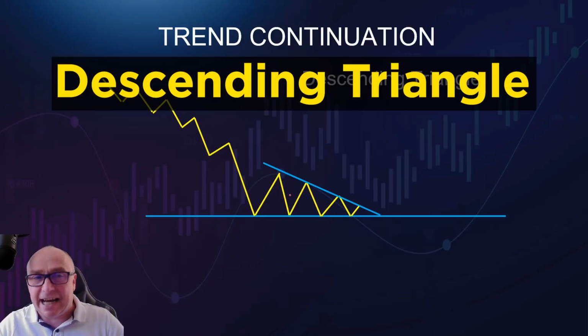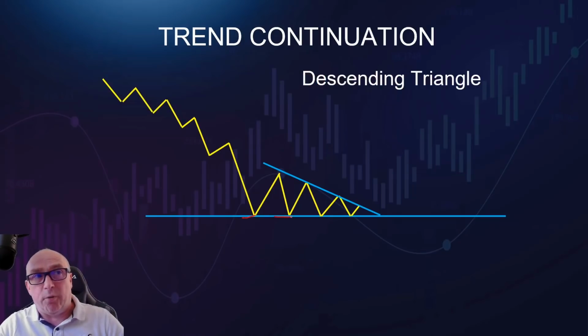This is a descending triangle. So price is in a downtrend. We hit this level of support, bounces off it a number of times, but every time it bounces off, it basically makes a lower high, creating this triangle, indicating consolidation and indicating a potential breakout. And indeed, if that does happen, your trend continuation would be to the downside.